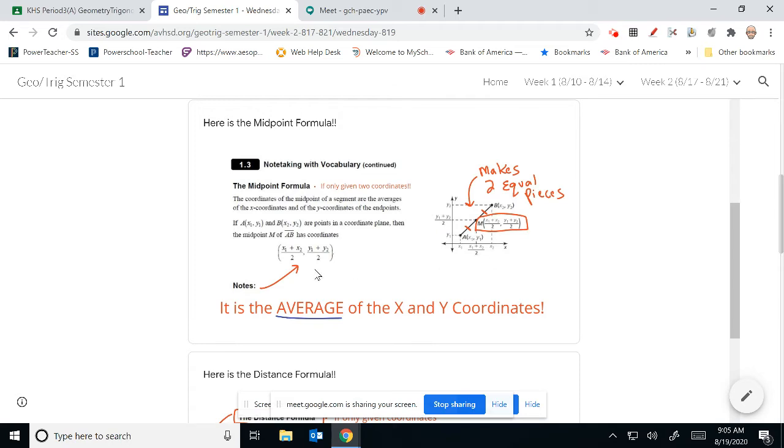So hopefully it makes sense that if you're looking for the midpoint, then you need to find the middle point of the x numbers, and you need to find the middle point of the y numbers. That gets you the middle point of the whole segment. So that would be the formula, and I'm going to show you in a few seconds how that works. So you're finding the middle of the x numbers and the middle of the y numbers.